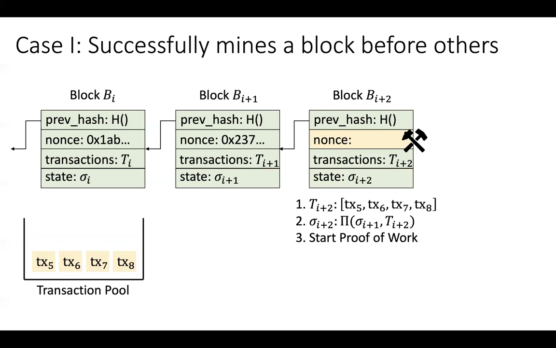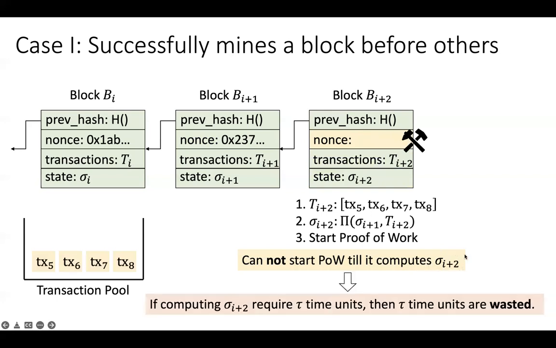Note that here, the miner cannot start proof of work until it computes sigma i+2. As a result, if computing sigma i+2 takes tau units of time, then tau units of time are wasted because the miner is not doing proof of work for those tau units of time.